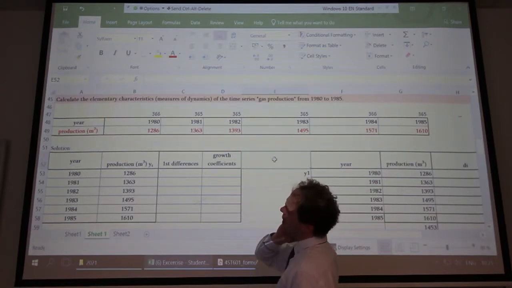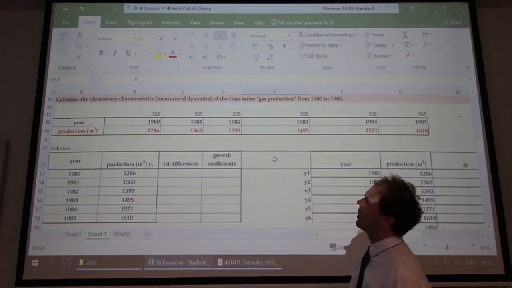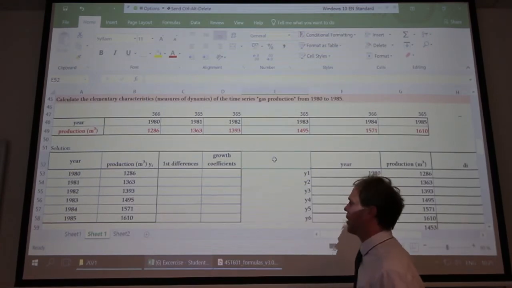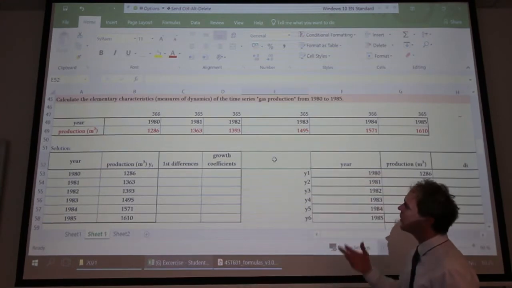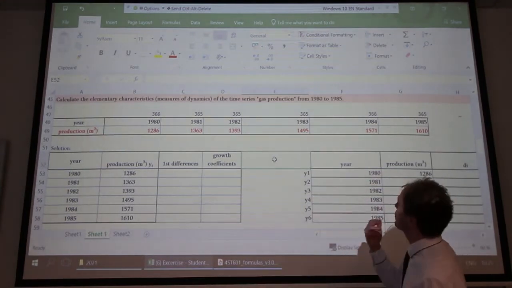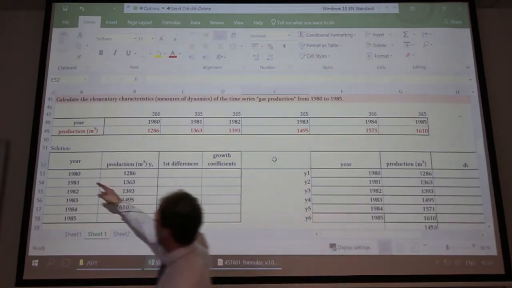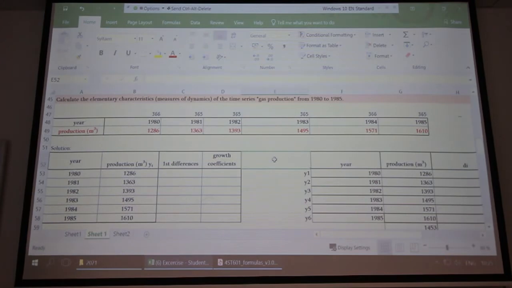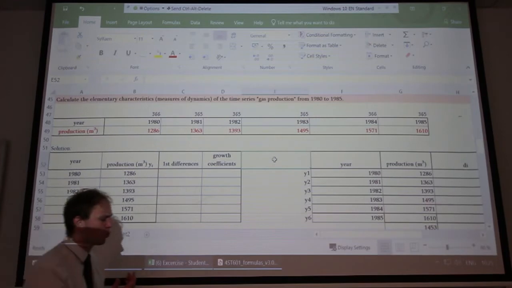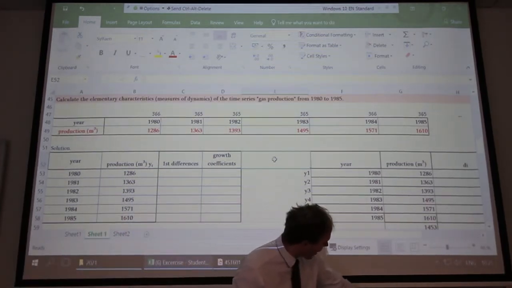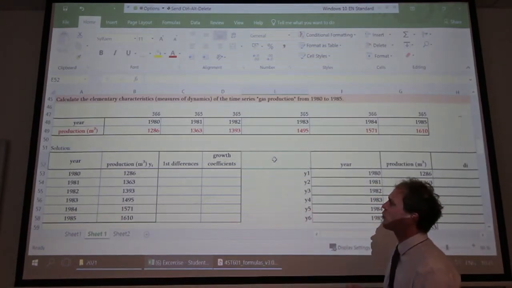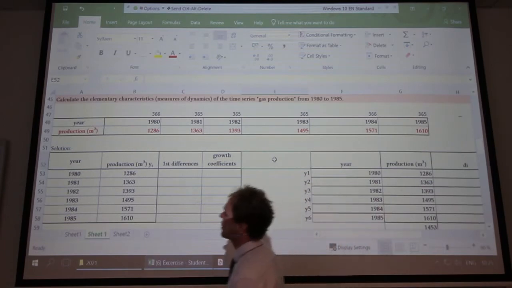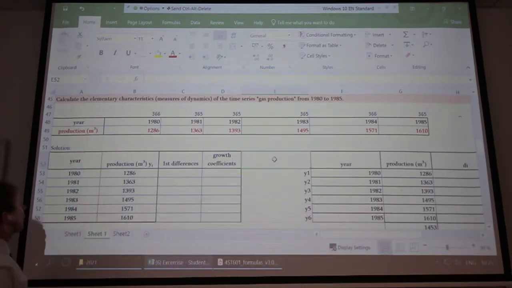Okay, so I hope that you are able to see these tables. We have here the development of the time series of gas production, a historical annual time series. We have here 1, 2, 3, 4, 5, 6, only 6 observations. So n, the sample size, is equal to 6, like I wrote here. So 6 historical values of the production of gas in cubic meters. You can see production measured in cubic meters.